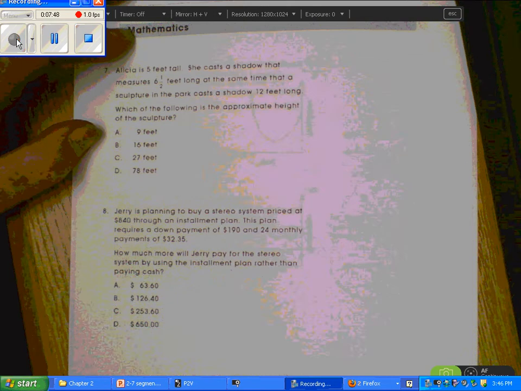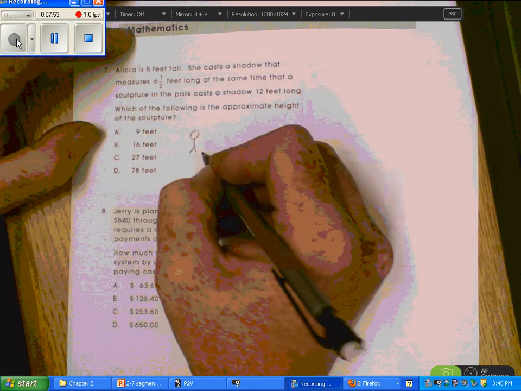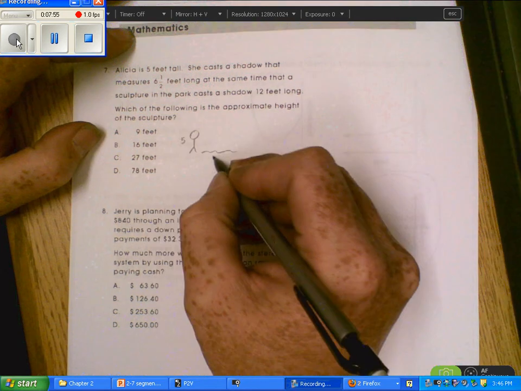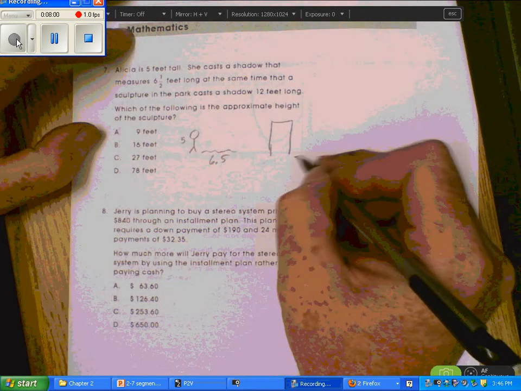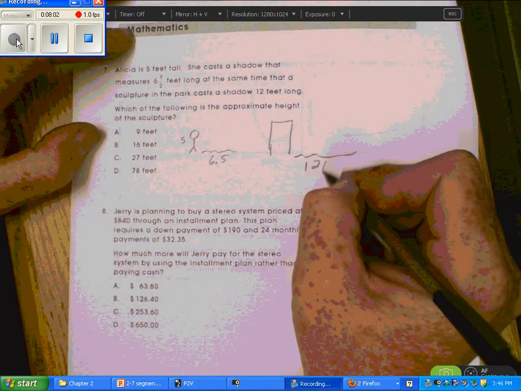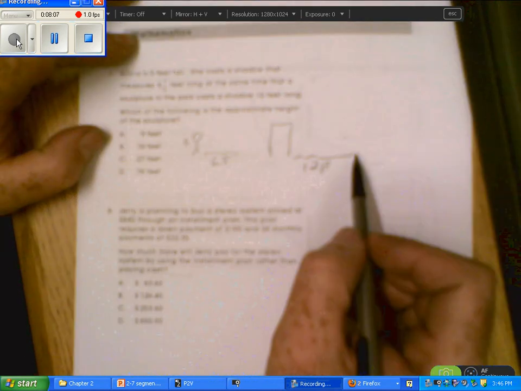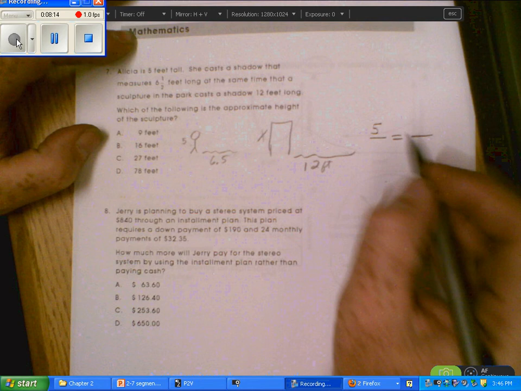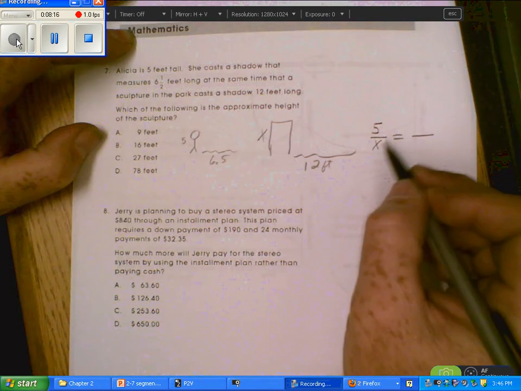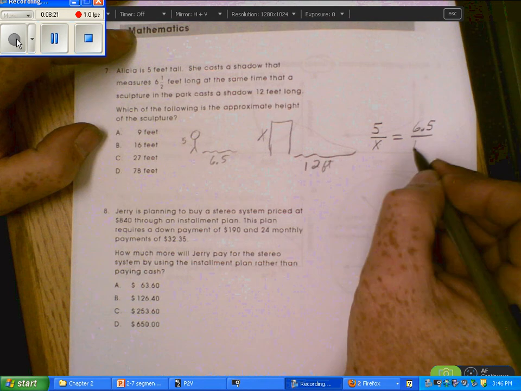Alicia is 5 feet tall. She casts a shadow that's 6.5 feet long. So she's 5 feet, 6.5 feet. There's some sculpture, and it casts a 12-foot shadow. What you do when you have stuff like this, you're using similar triangles here, and you set up a proportion. Her 5 feet compares to, we don't know this, so we'll call that x, the height of the sculpture, the same as 6.5, her shadow, compares to the sculpture's shadow.